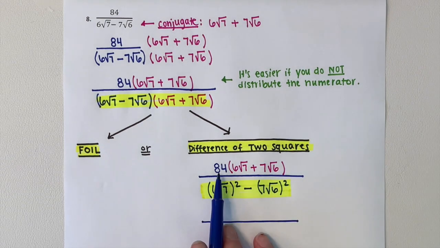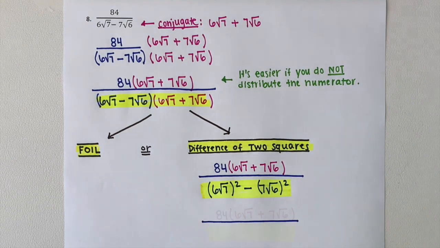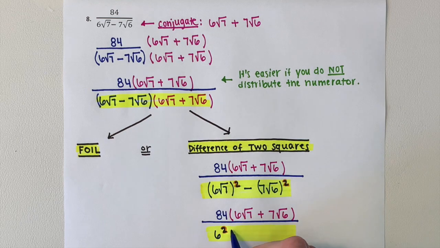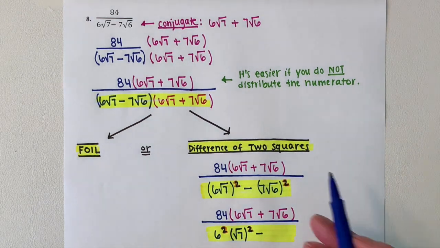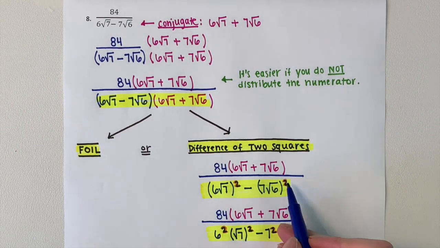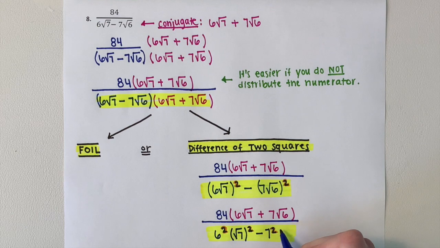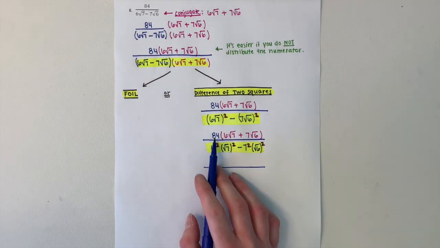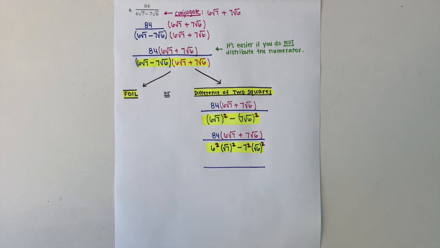Now I'm going to continue copying down the numerator as is. And to simplify this, we can apply the square to the 6, giving us 6 squared. And we can apply the square to the square root of 7, giving us square root of 7 squared. And same thing here, we can apply the square to the 7, giving us 7 squared. And we can apply the square to the square root of 6, giving us square root of 6 squared. And I'll continue copying down this exact numerator as is.